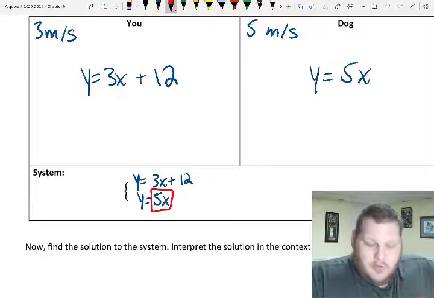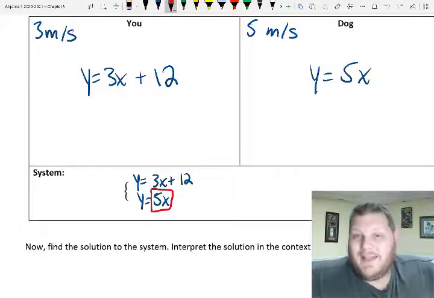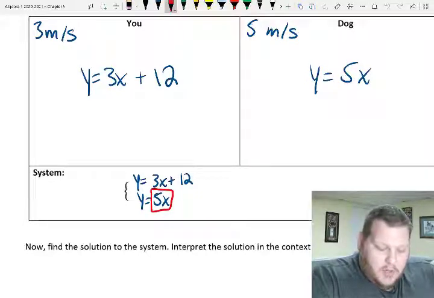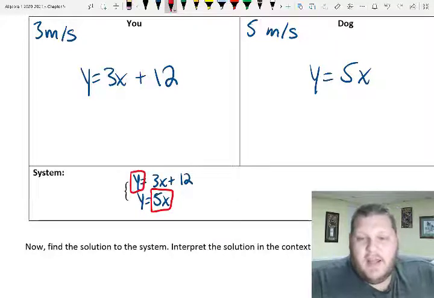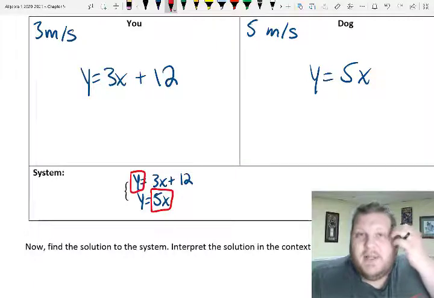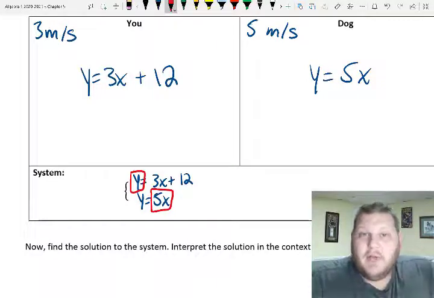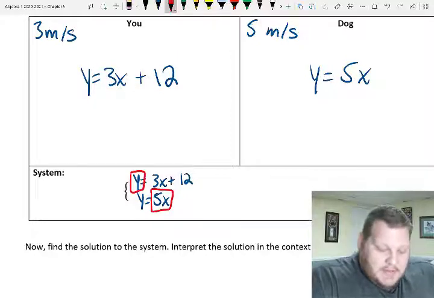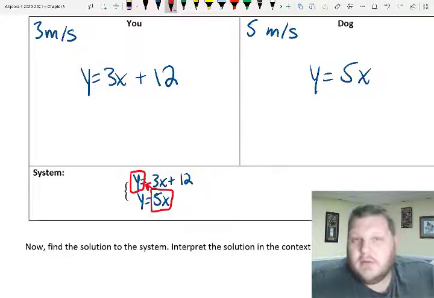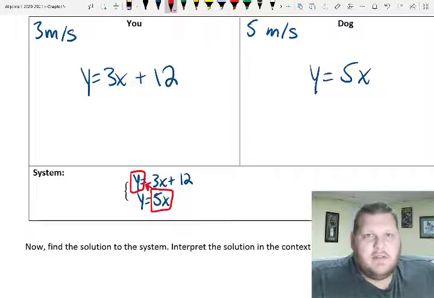So what I can do, if I know y equals 5x in the bottom equation, I know y also has to equal 5x in the top equation. So those two things that I have written there, I have boxed in red, are equivalent to each other. They're equal to each other, which means I can make this substitution and everything is still okay. I'm not doing anything that's against the rules. I know those two things are still equal to each other, so it's not going to unbalance my equation.